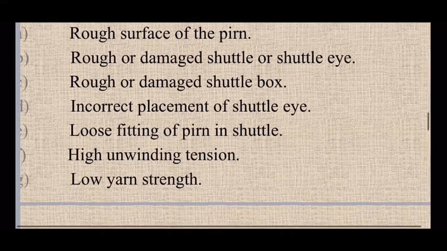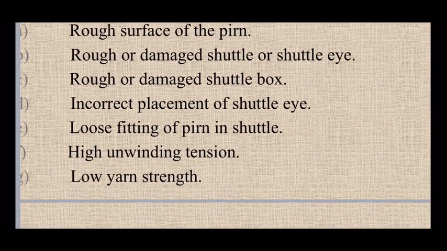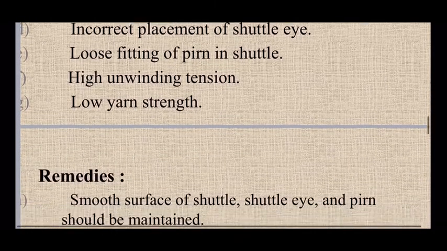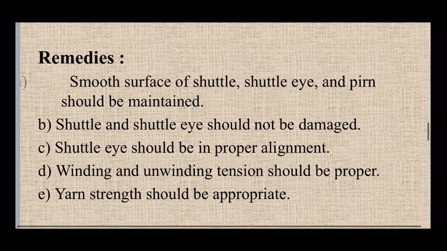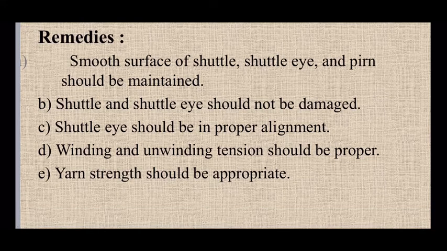Causes are rough surface of the pirn, rough or damaged shuttle or shuttle eye, rough or damaged shuttle box, incorrect placement of shuttle eye, loose fitting of pirn in shuttle, high unwinding tension, and low yarn strength. So remedies will be: smooth surface of shuttle eye and pirn should be maintained. Shuttle and shuttle eye should not be damaged. Shuttle eye should be in proper alignment. Winding and unwinding tension should be proper. Yarn strength should be appropriate.